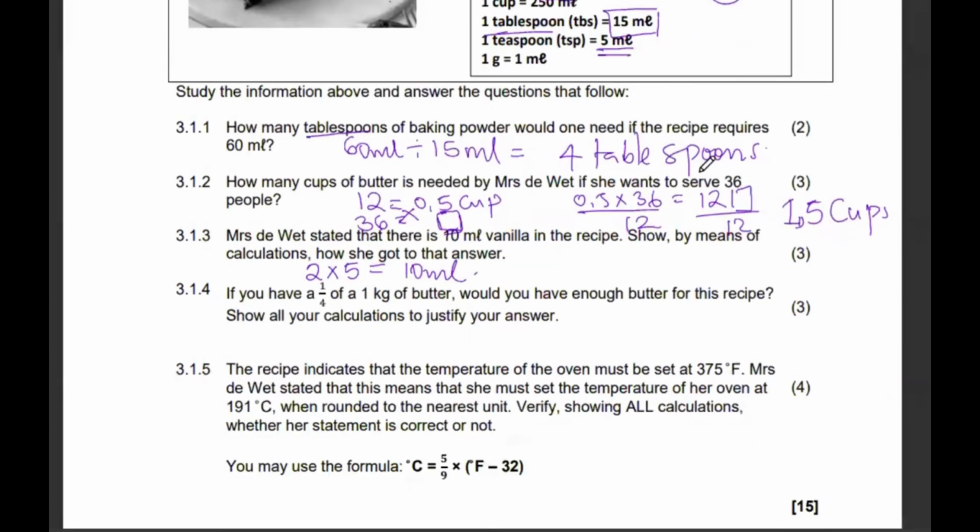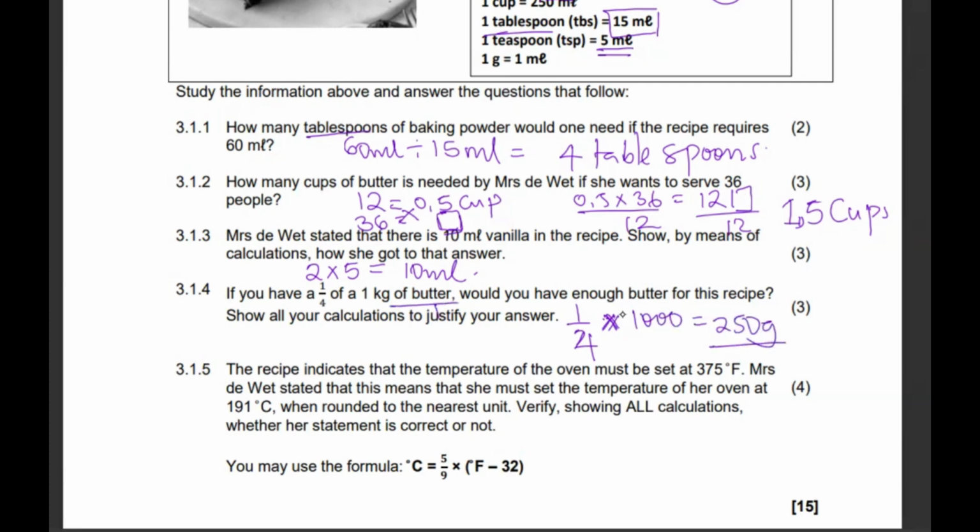3.1.4. If you have a quarter of a kilogram of butter, would you have enough butter for this recipe? Show all calculations. First and foremost, you have to find out a quarter of a kilogram. What could it be? So we are trying to change it into grams. Kilograms are 1,000. So here you end up having 250 grams.